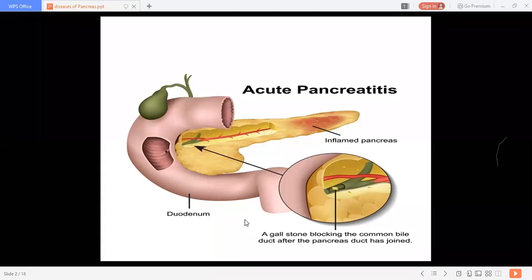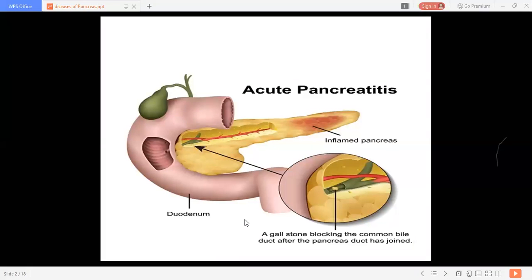What are the clinical features? ARDS, acute respiratory distress syndrome, acute abdominal pain, agonizing pain, then shock because of these pains, acute renal failure, pancreatic abscess, diarrhea, weight loss, duodenal obstruction. So it will lead into all these features in acute pancreatitis.